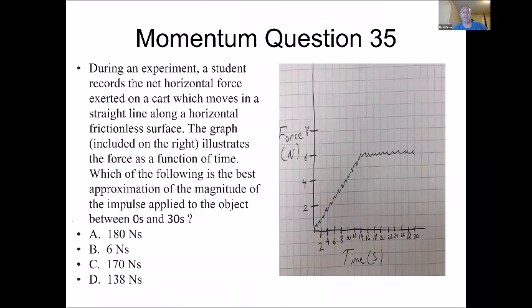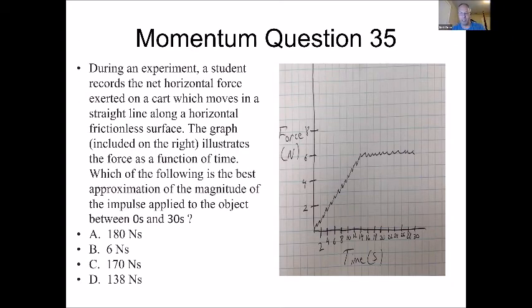Here's number 35. And once again, we're back to a force versus time graph. During an experiment, a student records the net horizontal force exerted on a cart, which moves in a straight line along a horizontal frictionless surface. The graph illustrates the force as a function of time. Which of the following is the best approximation of the magnitude of the impulse applied from 0 to 30 seconds?